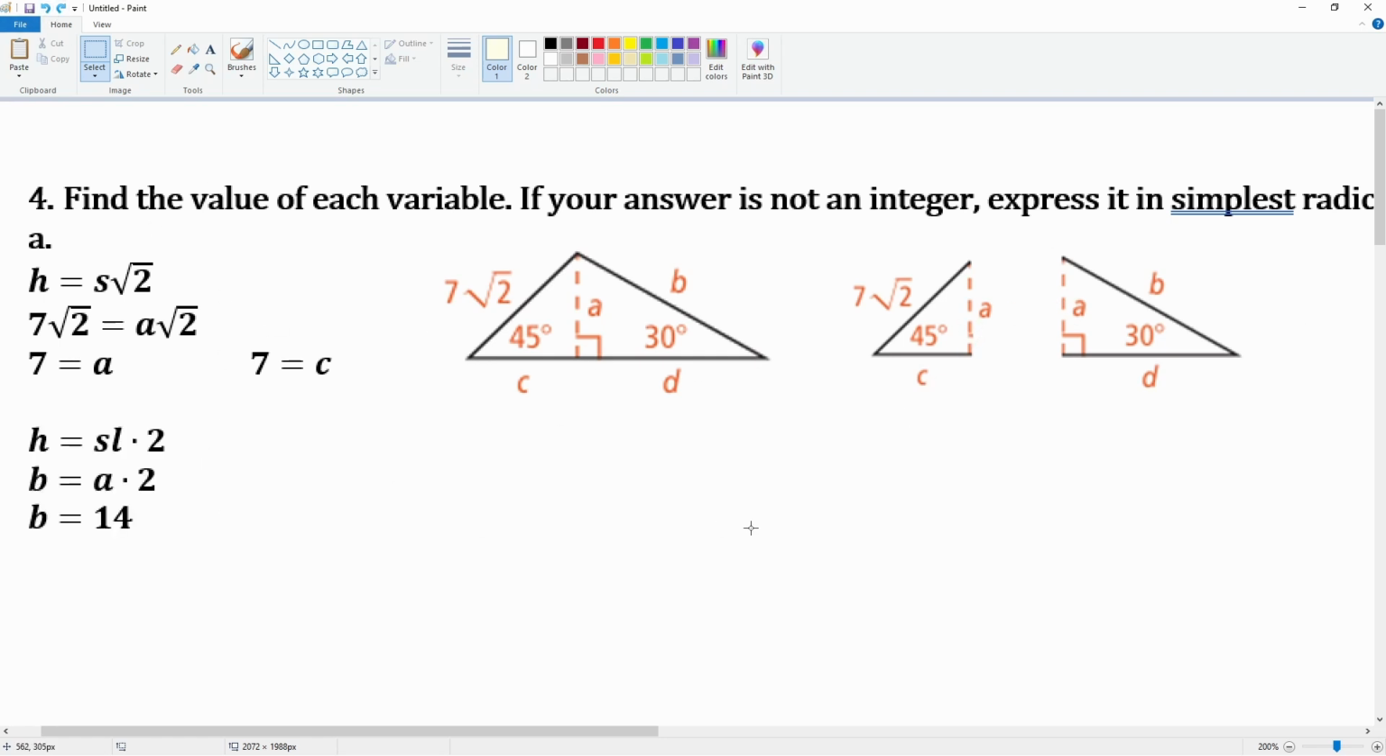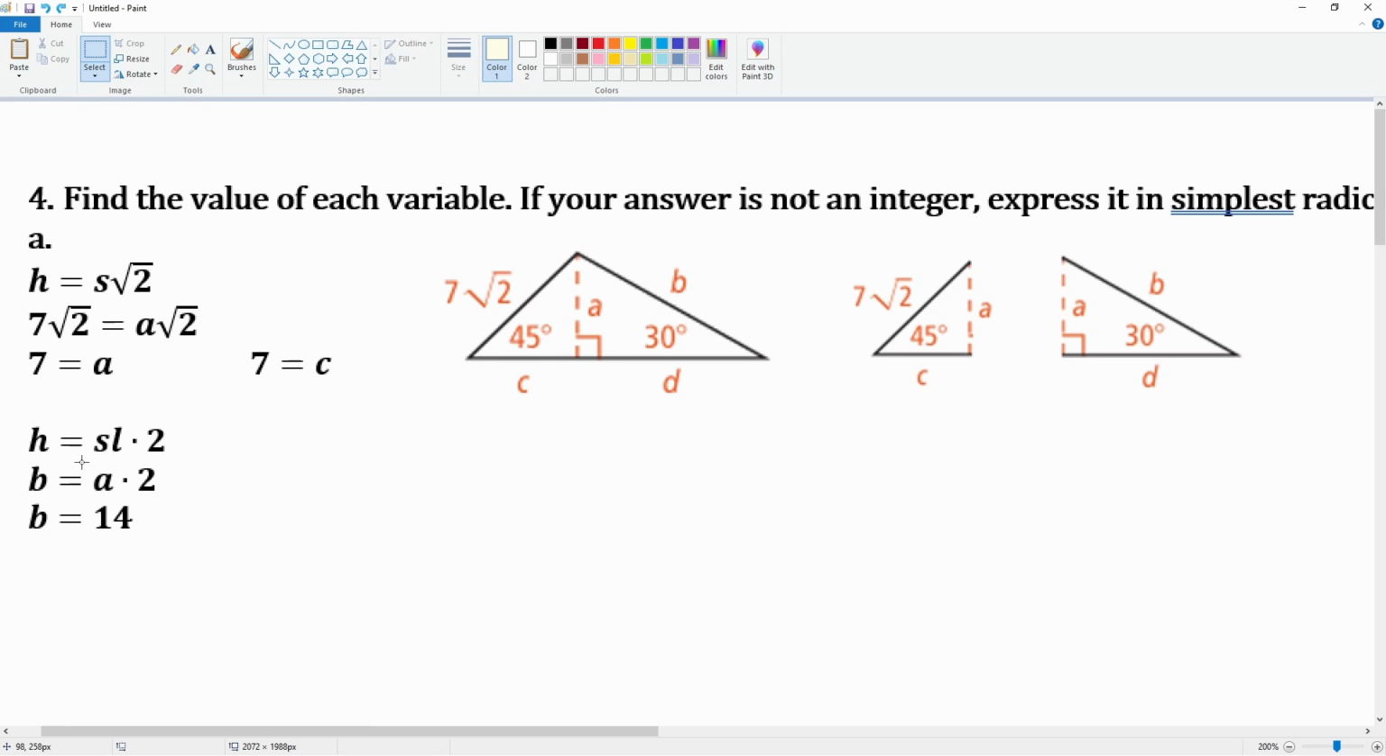Then I now go to the 30, 60, 90 triangle. There, I use the A value, which is the short leg, because the equation is hypotenuse is equal to short leg times 2. I know the A was 7, so I plug it in. So then I get the B is equal to 14, because that is the hypotenuse equation.